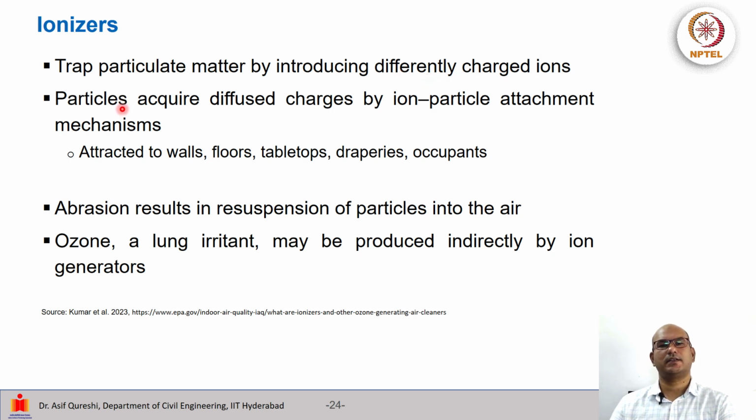So the particles in the air will acquire diffuse charges by these ion particle attachments, and these are then attracted to walls, floors, tabletops, draperies and the occupants. So basically different kinds of and all kinds of surfaces. So this will remove the particle from the air, but of course abrasion may result in resuspension of particles back to the air. Also ozone, which itself is a lung irritant and also drives several indoor chemical reactions, as we have seen in one of the previous weeks. This may be produced indirectly by these ion generators.